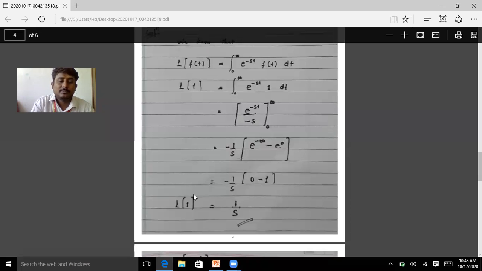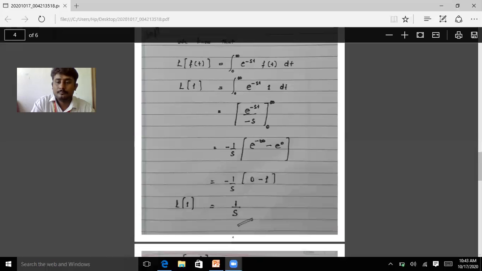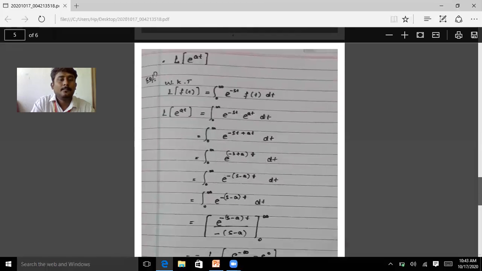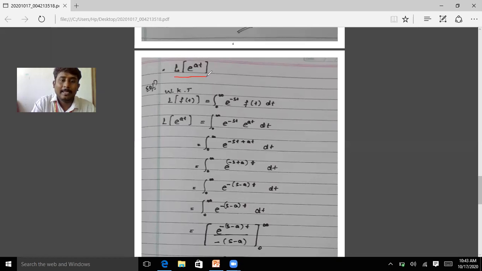that is, Laplace transformation of any constant value is equal to 1 by s. Okay, check here. The Laplace transformation of 1 is equal to 1 by s. Okay, one more important property is there. Laplace transformation of e to the power at. So instead of f of t, we will write here e to the power at.